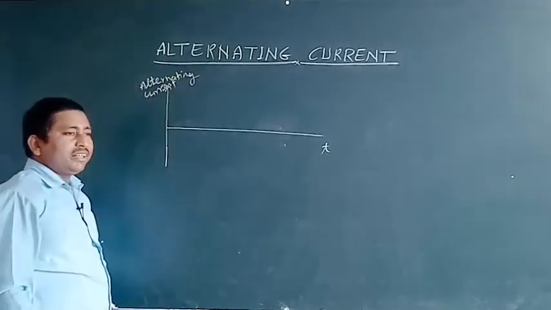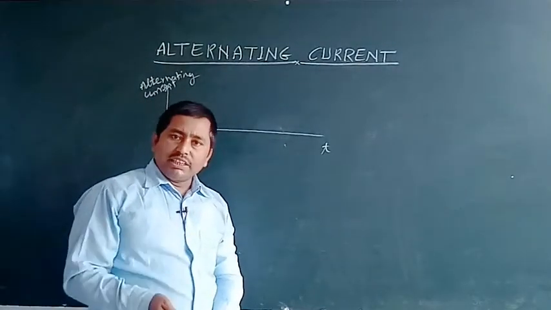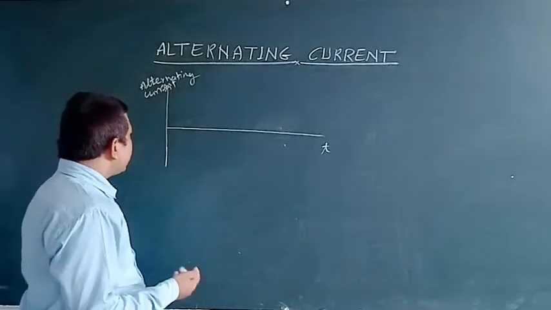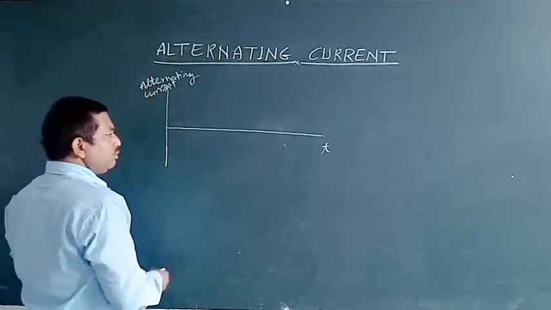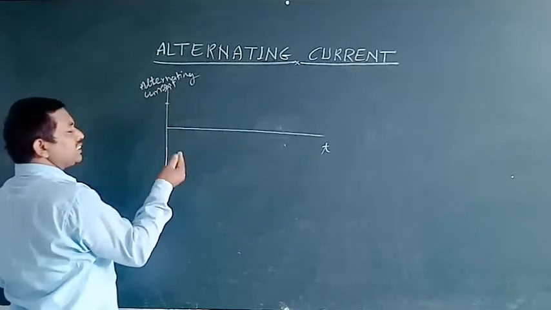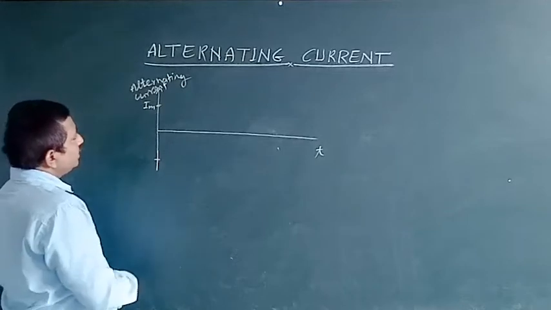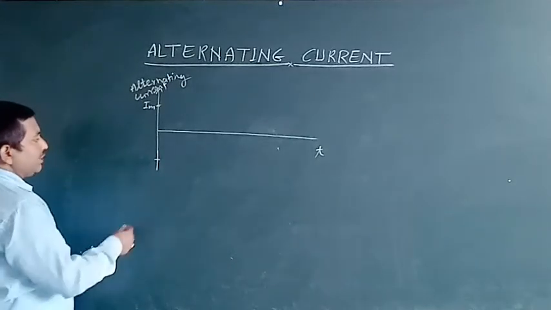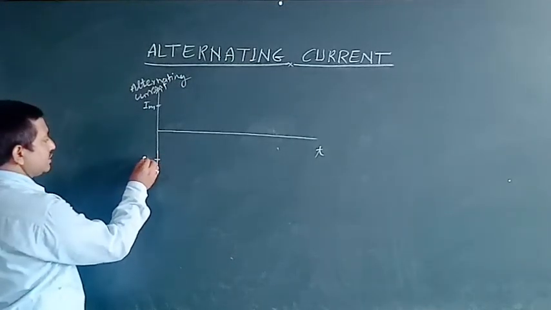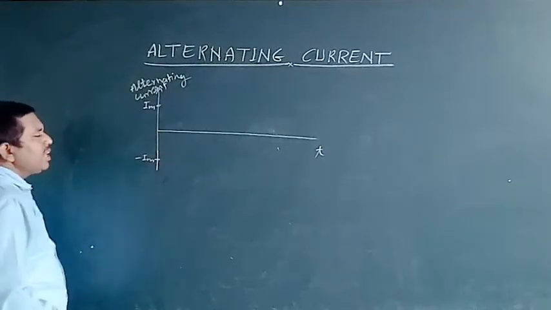Then when current starts flowing through any circuit, at an instant of time the current varies its value with respect to time. Suppose that at any instant of time it reaches its maximum value, that is Im, and at any other instant of time the current reaches its maximum value in the negative direction, that is minus Im.